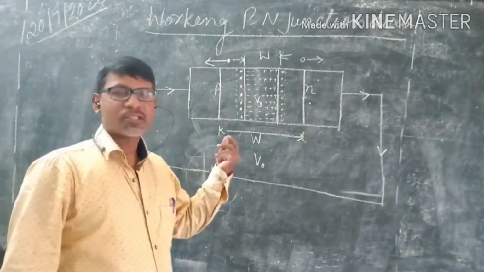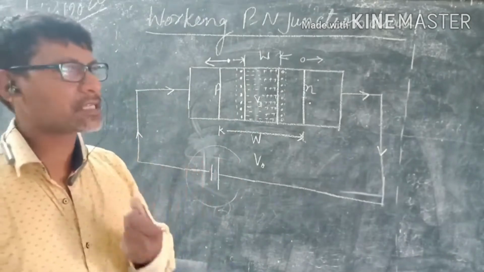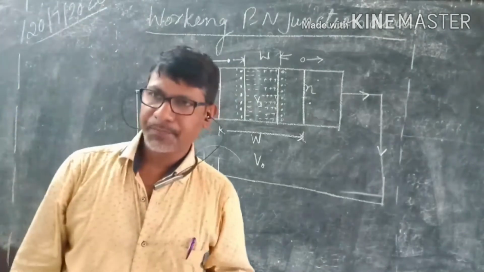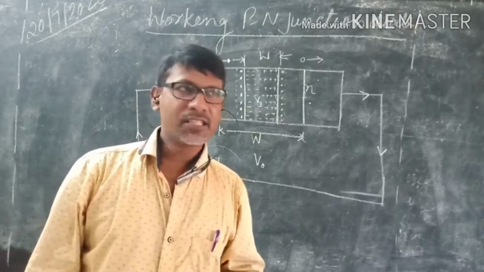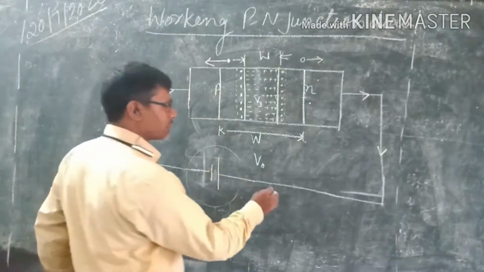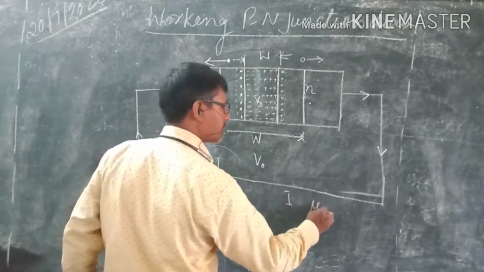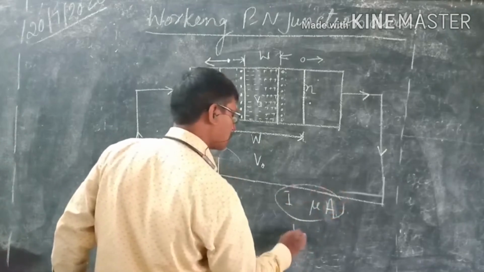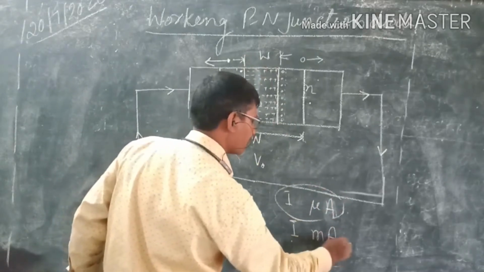Still some very small amount of current flows during the reverse bias also, that is called the drift current, which is not of useful purpose. So we neglect this drift current, and this is in micrometer. The reverse current, that is the drift current, is measured in microampere, and the forward current, during the forward biasing, is measured in milliampere.